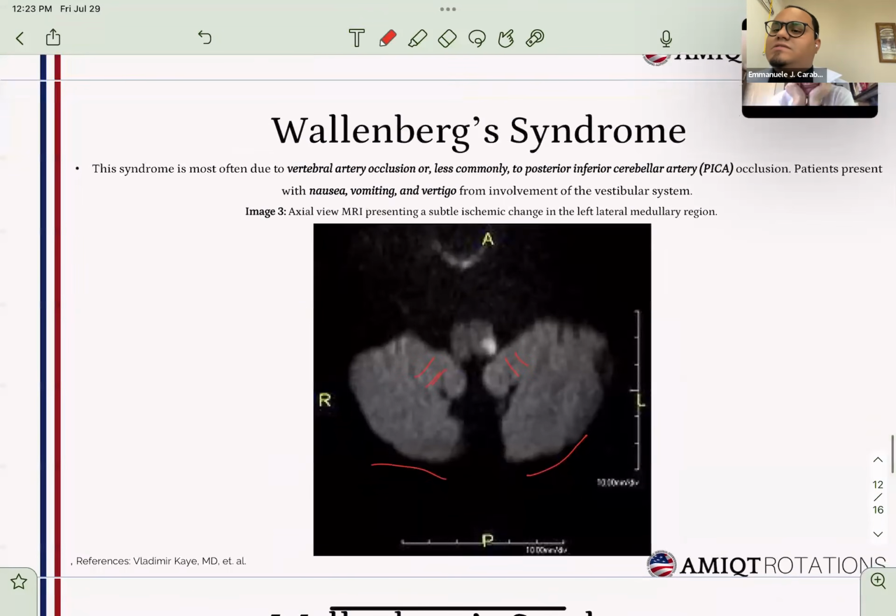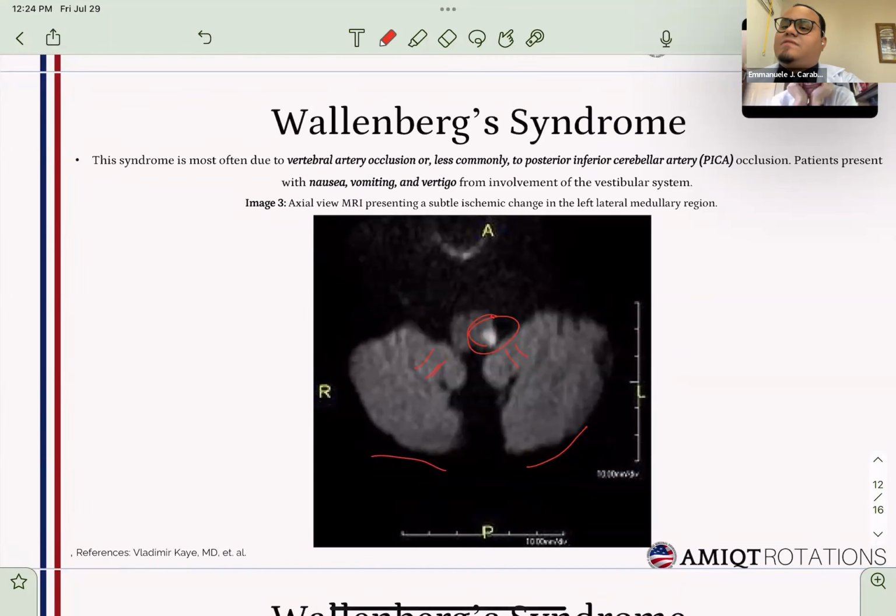This is an MRI, but this is not the patient. This is an image that I took from the internet because I'm not allowed to put documents from the file of the patient in this setting. But we have a lacunar infarct located in this area, the lateral medullary zone, and this is the one that is causing the symptoms of Wallenberg syndrome. This is an axial view MRI presenting a soft ischemic change.